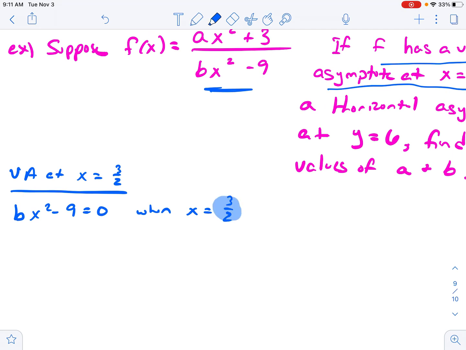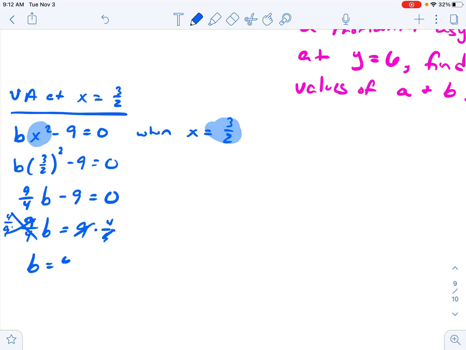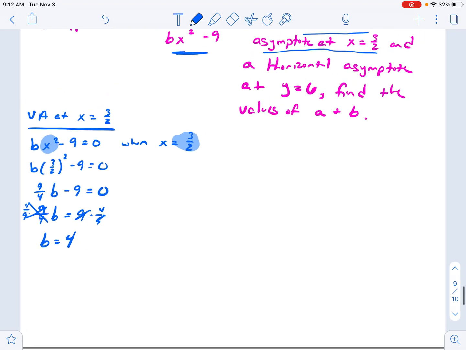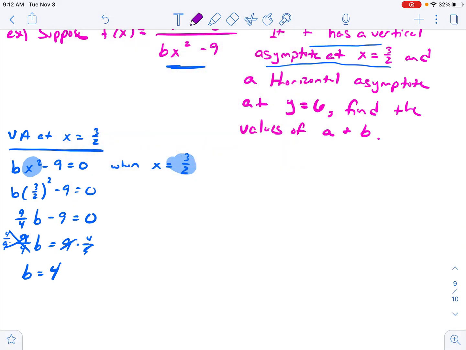So what are we going to do? We're going to sub 3/2 in for x, and we can solve for b. So we have b times (3/2) squared minus 9 is 0. Let's see, (3/2) squared is 9/4, so 9/4 of b minus 9 is 0. Multiply by 4/9 on both sides, and it looks like b is going to be the number 4 here. So we were able to use that piece of information to solve for b.